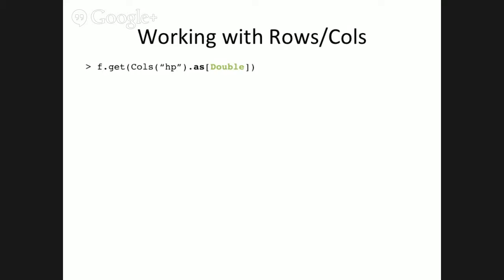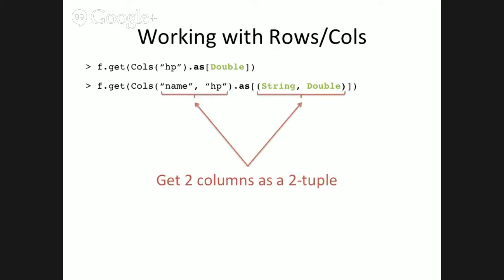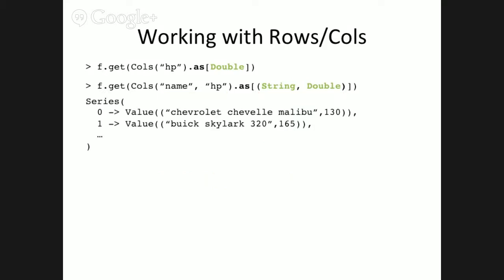Quite often, that's not all we want to do. You usually want to work with more than one column at a time. So you could, for instance, actually give it more than one parameter. So you can say I have only name and horsepower, and I want to give it as a two-tuple of string and double. So we're saying the name column is going to be a string, and the horsepower column is going to be a double. And then we finally run that, we'll get back a series, and you can see here it pulls out what we think it will. We have our rows, our keys, and then our values are two-tuples of the name of the car and the horsepower. If either of those values is NA, the entire thing will be an NA.